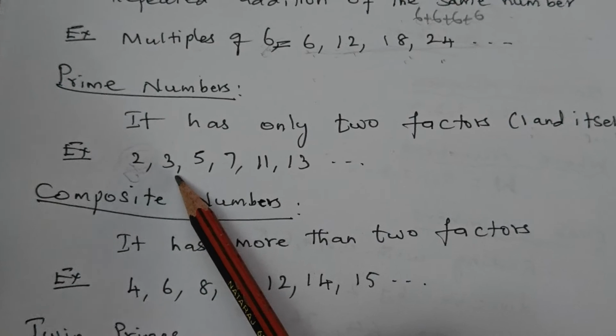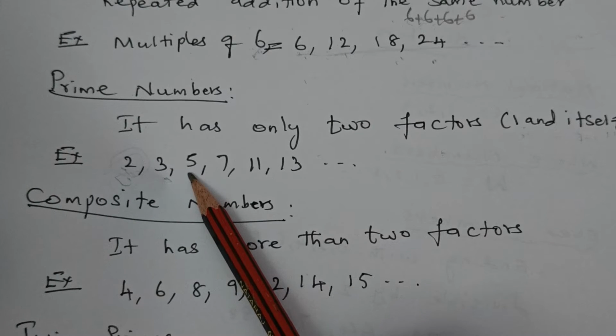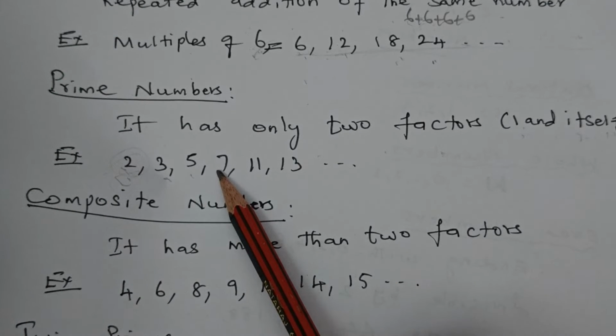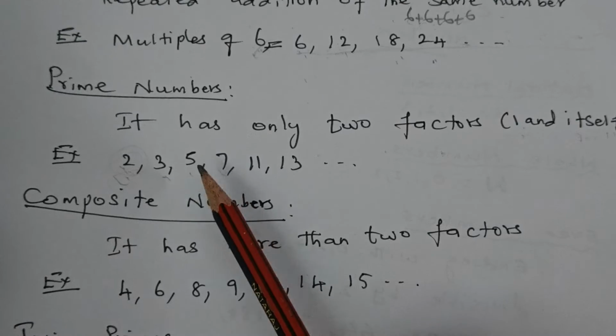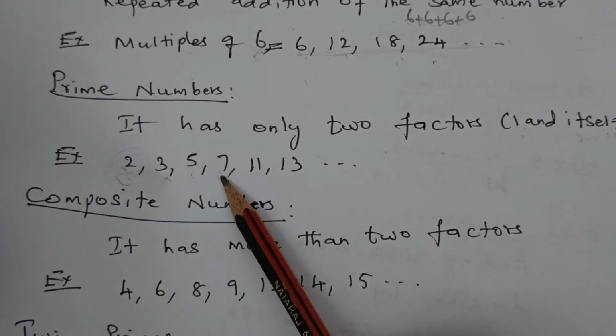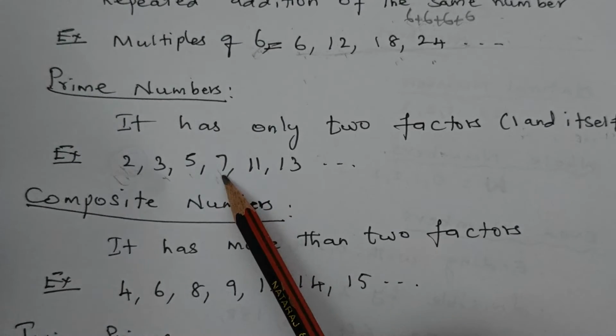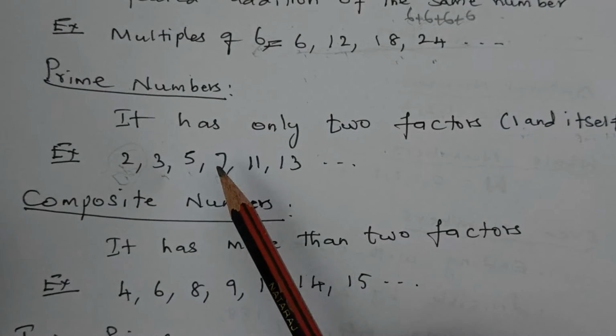You take 3. 3 comes in only one table and 3 table. Are you getting 3 in any of the other tables? Are you getting 3 in 2 tables? 2 1s are 2. 2 2s are 4. There is no 3. Then 5. It is there in 1 and 5 only. 7, 1 and 7. When it is not coming in any other table, it means it is not divisible by any other number. When you divide 7 by 7 only, you get remainder 0. You divide 7 by 4, 7 by 3, 7 by 2, 7 by 5, the remainder will never become 0. That means 7 is divisible only by 1 and 7.